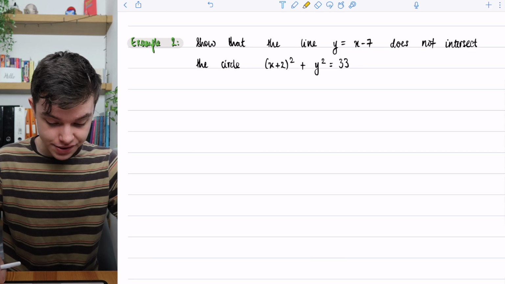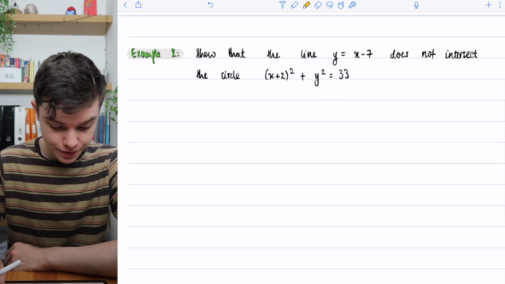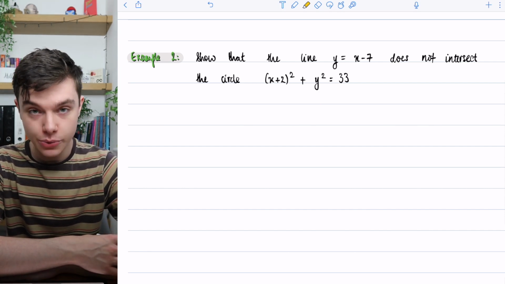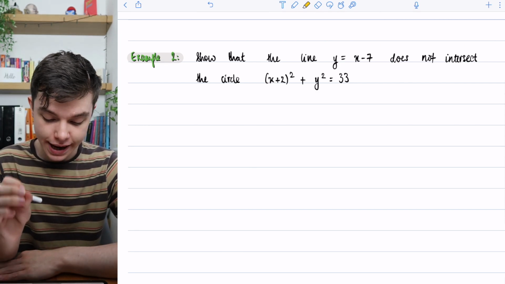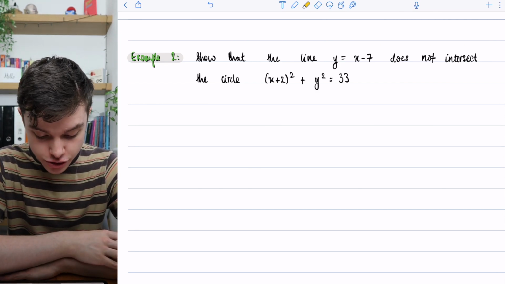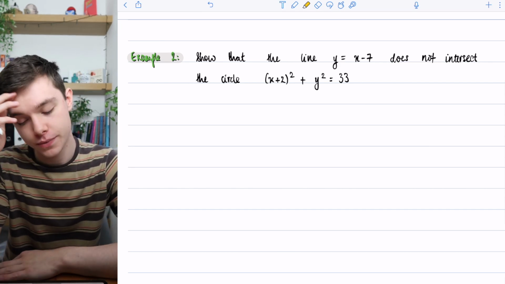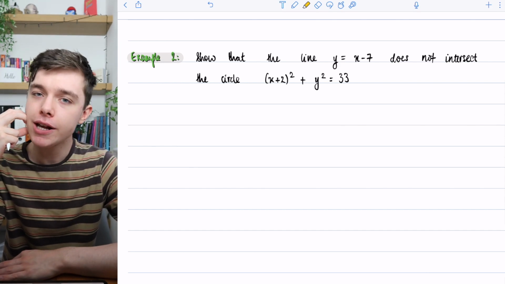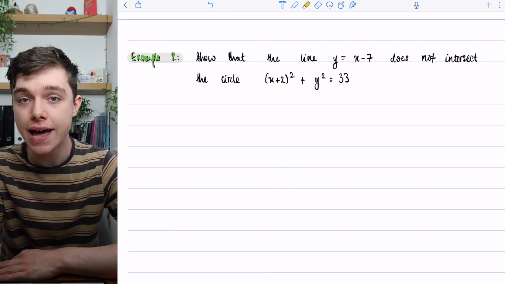Let's have a look at the second example, and I think it's the final example for this video. It is. All right, so it says show that the line y is equal to x minus 7 does not intersect the circle x plus 2 squared plus y squared is equal to 33. So this time we're being told that there is no intersection. We're saying this line does not intersect the circle.